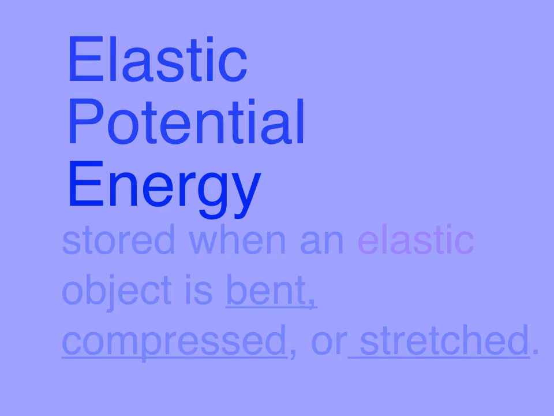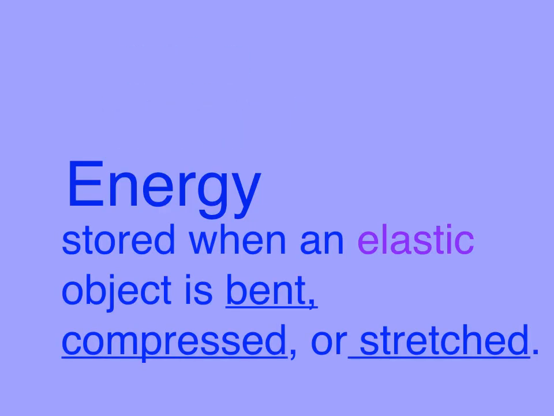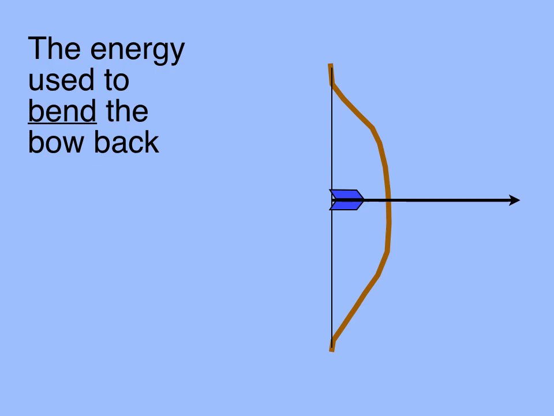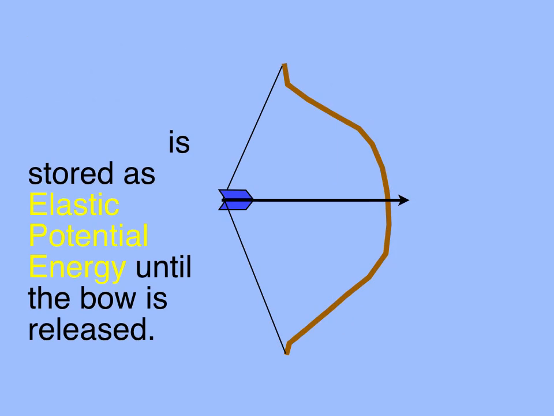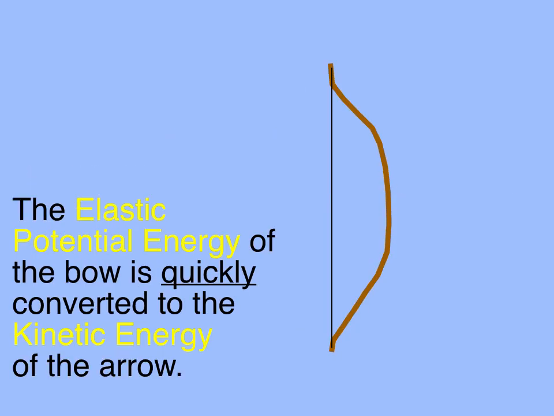Elastic potential energy is energy stored when an elastic object is bent, compressed, or stretched. For example, the energy that's used to bend a bow back is then stored as elastic potential energy until the bow is released. And then, when the bow is released, the elastic potential energy of the bow is quickly converted into the kinetic energy of the arrow.